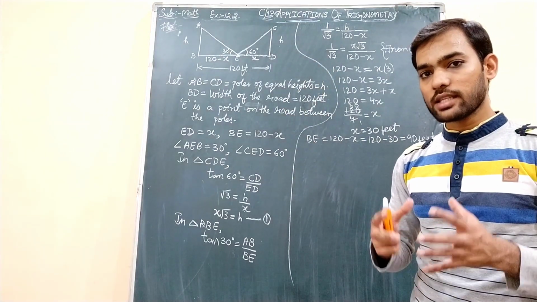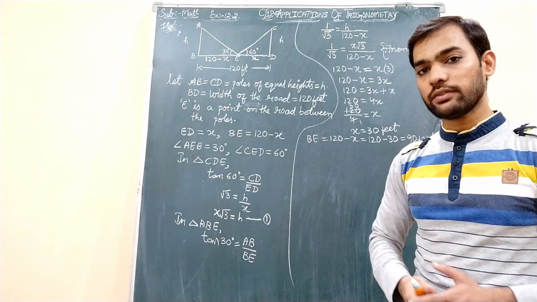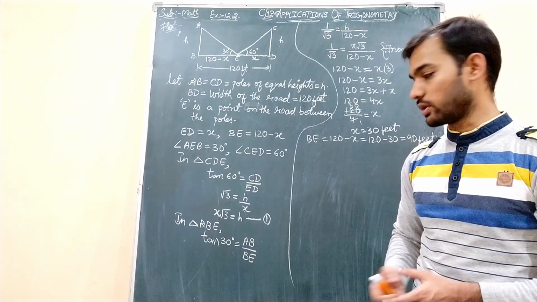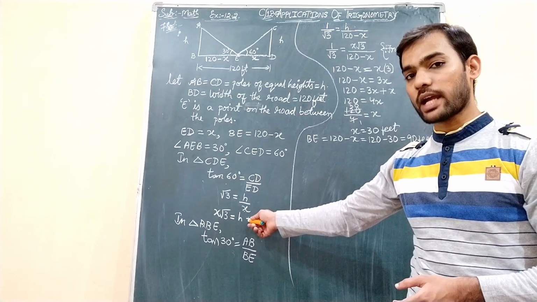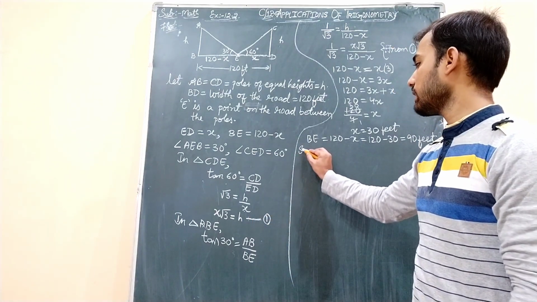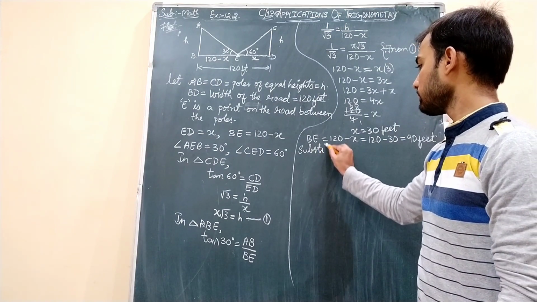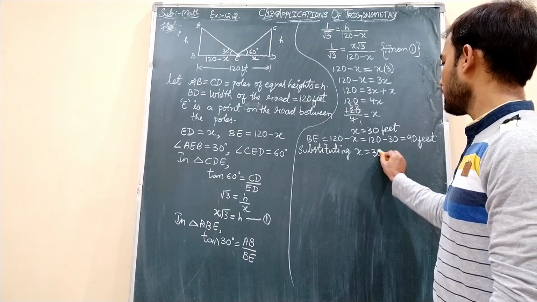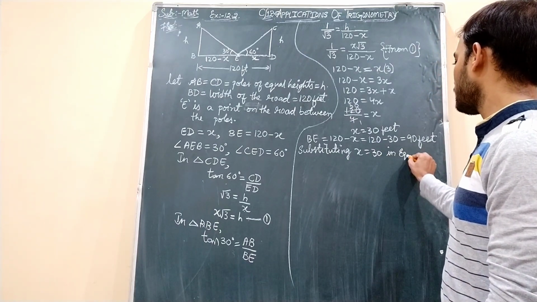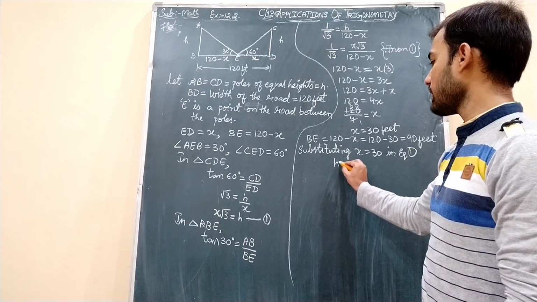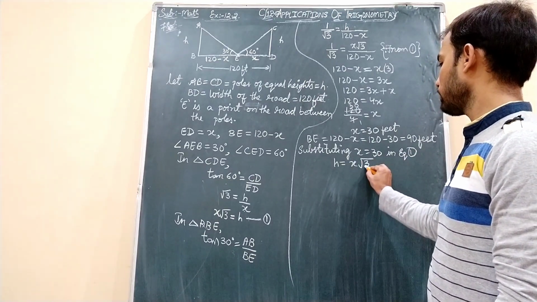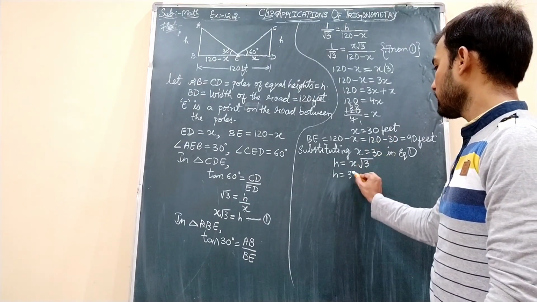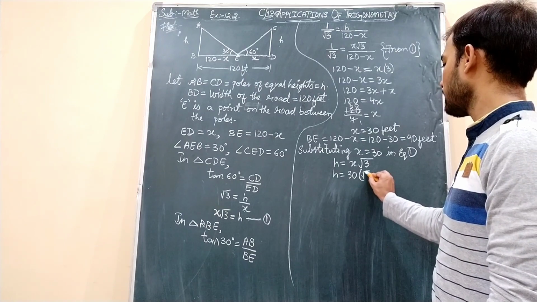So one thing we got, that is the point is at a distance of 30 feet and 90 feet from the poles, but the main thing he has asked is to find the height of the pole. So this h is nothing but the height of the pole. So we will substitute the x value in that. Substituting x is equal to 30 in the first equation. The first equation is h equals x into √3. So h equals x value 30 we got, 30 into √3 students.